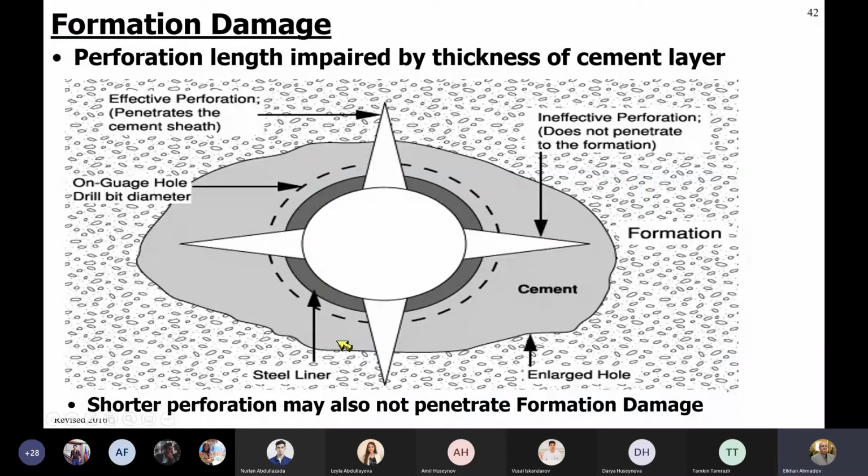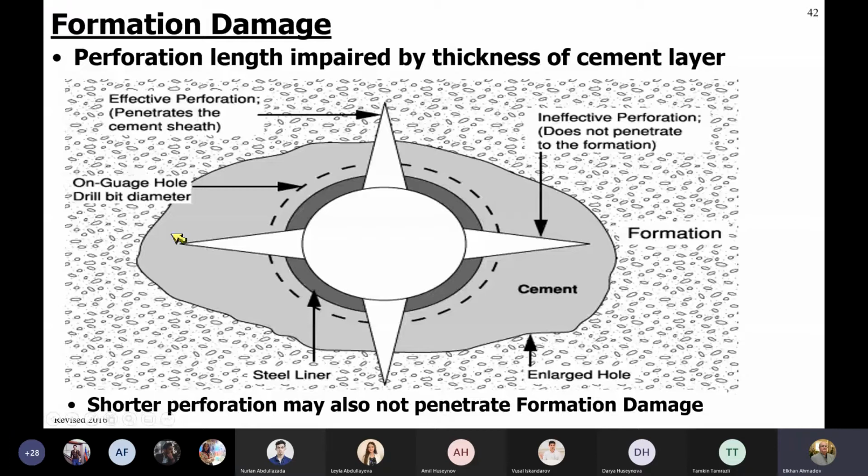And in this case, perforations become even not working because they cannot go through the cement sheath, and even if they penetrate the cement sheath, then we have only a partial connection with the reservoir or original permeability zone. Most of the perforation tunnel will be in the cement sheath, and behind that we also have some damaged zone as well.